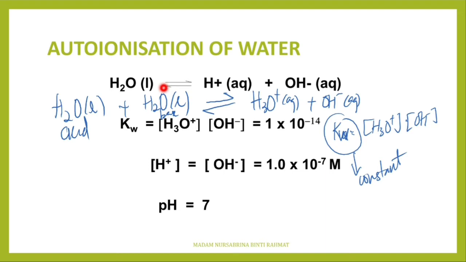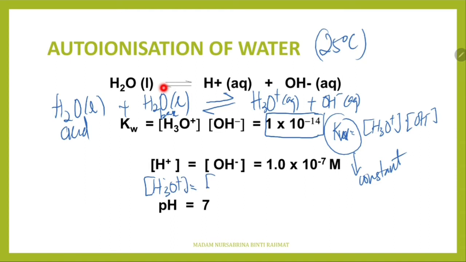But for this one, we're going to stick to a water temperature of 25 degrees Celsius. At 25 degrees Celsius, your Kw is equivalent to 1 times 10 to the minus 14. So the concentration of H3O+ is equal to the concentration of OH-. How are we going to calculate? We simply take the square root of 1 times 10 to the minus 14, so you will get 1 times 10 to the minus 7.